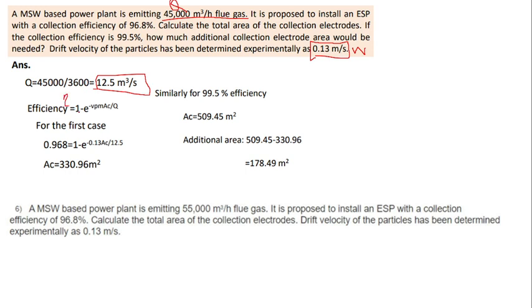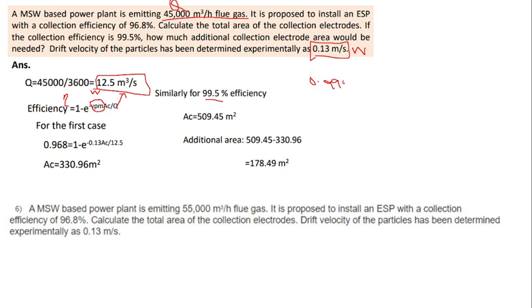So eta is equal to 1 minus e power minus W into AC divided by Q. So this W is the drift velocity, which is given as 0.13 meter per second. AC is to be found and the new Q is 12.5 meter cube per second. For the first case, it is given as 96.8, so we have to substitute 0.968. So the area obtained is 330.96.